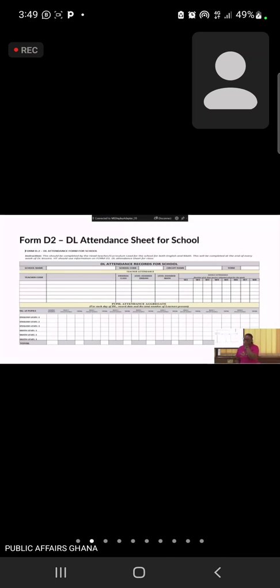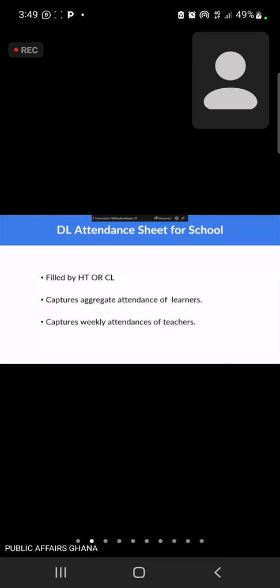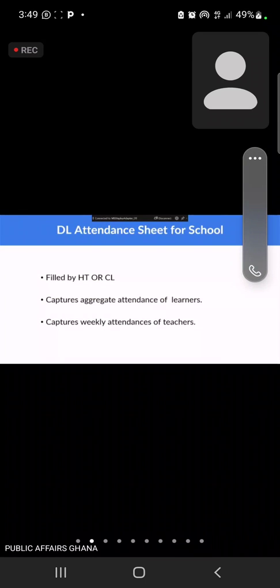That involves attendance of teachers and learners as well. Each teacher will have a code. And notice that if you are not in class, nobody will mark you for being present. Take note. This is also filled by the curriculum lead or the head teacher.